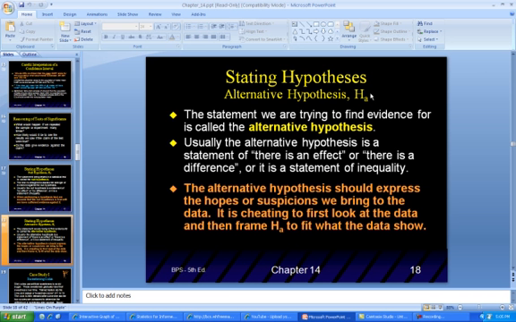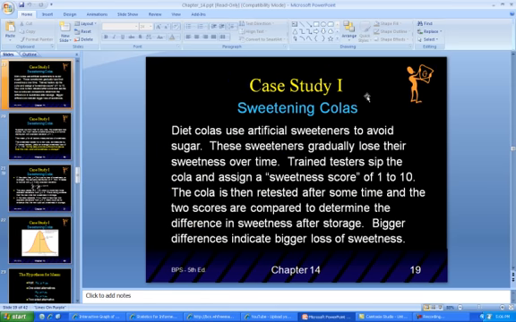Many times scientists or researchers want to make sure that they find that what they're doing in a certain case study is actually making a difference. So they state a null hypothesis saying nothing happens within these regions on the confidence interval that we talked about earlier, and then they hope that something did happen. So they hope to prove the null hypothesis to be false. Therefore, the alternative has to be true. So the alternative hypothesis should express the hopes or suspicions we bring to the data. It is cheating to first look at the data and then frame HA to fit what the data show. Okay? So let's see what we do here.